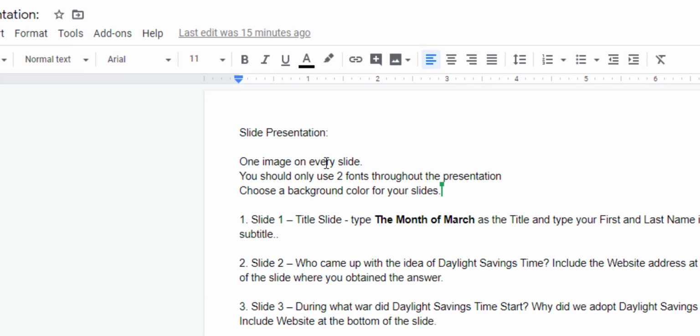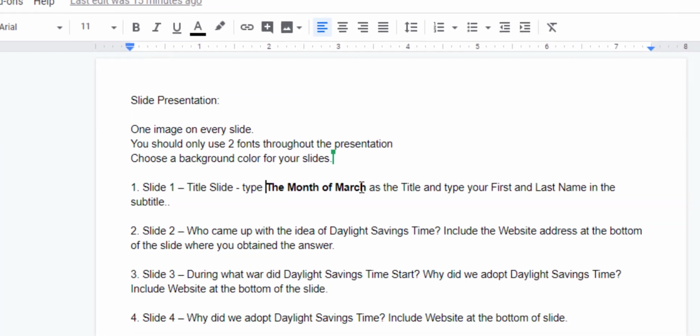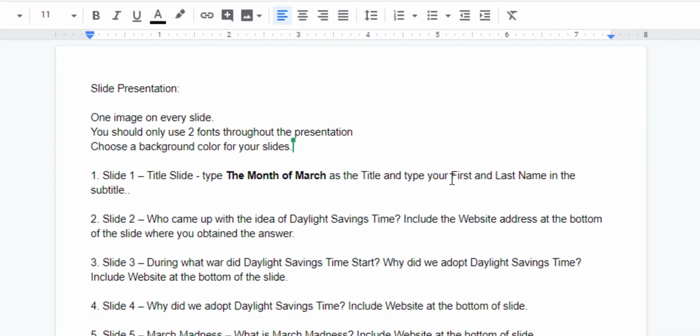It says one image on every slide. You should only use 2 fonts throughout the presentation. Don't use a million fonts. And choose a background color for your slides. You can choose any background color you'd like. Your first slide is going to be the title slide, and it'll say the month of March. And I'll ask you to type your first and last name.